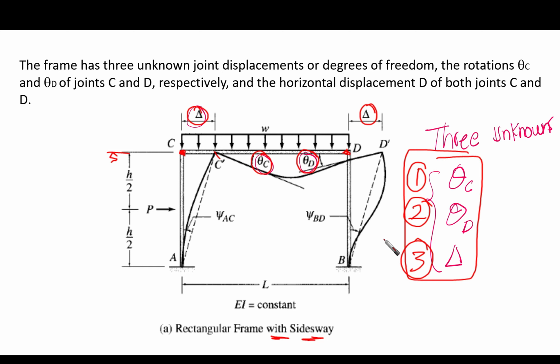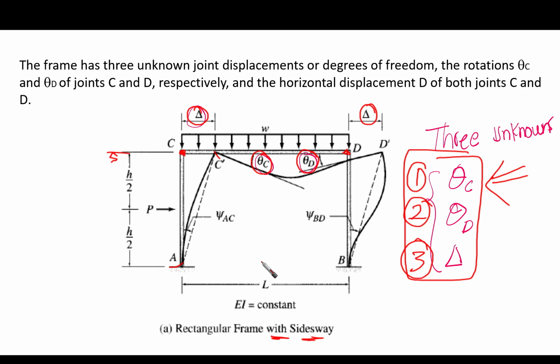You might ask me, but still we do not know the moment at A, the moment at B, the moment at C, the moment at D, right? We do not know all of them. The answer is that all of these moments are going to be defined in terms of these three main unknowns when we apply the slope deflection method at each point.